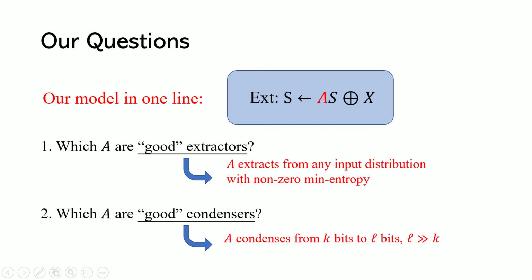The second one is which matrices A are good condensers. A is a good condenser if A condenses from K bits to L bits within finite samples, where L is sufficiently larger than K. That means starting from weak random sources, we can end up with a distribution which is much more random than the input distribution. Our work has answered both of the questions, and we are going to present them one by one.